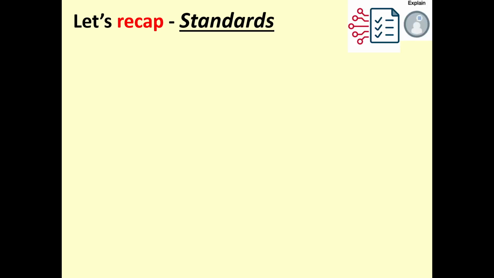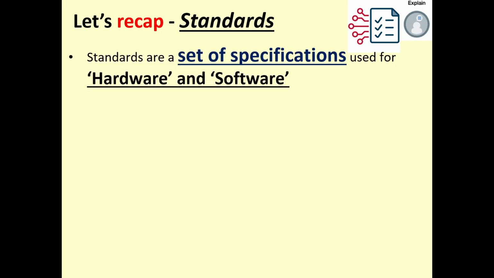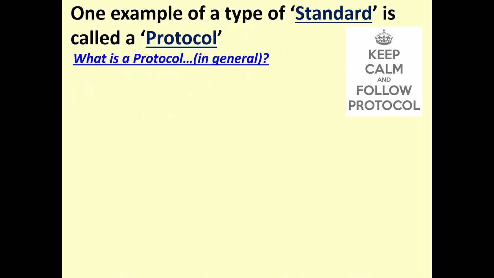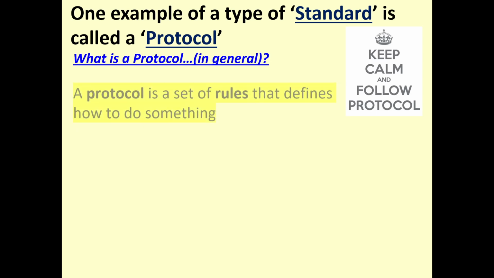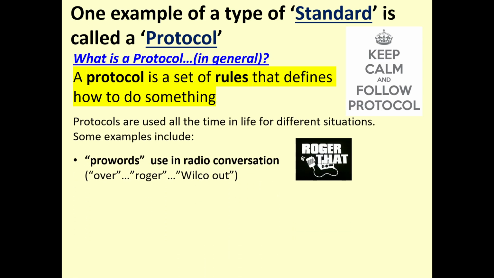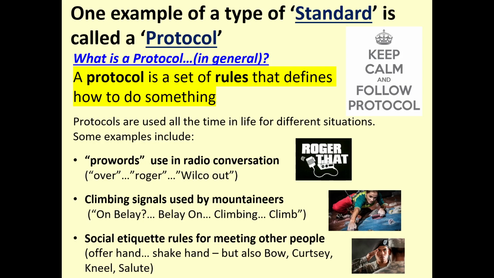Okay, so we know what a standard is. A good example of standards that we talked about there are protocols. So we know what our protocols are, a set of specifications or requirements. We know what they are used for and examples there. So one example of a standard is a protocol. A protocol is a set of rules for how to do something. There are protocols in everyday life, such as how we communicate, how we meet people and handshake and bow, or how climbers use commands and say words as they're climbing on the radio. They're all standards, protocols, how we do things.